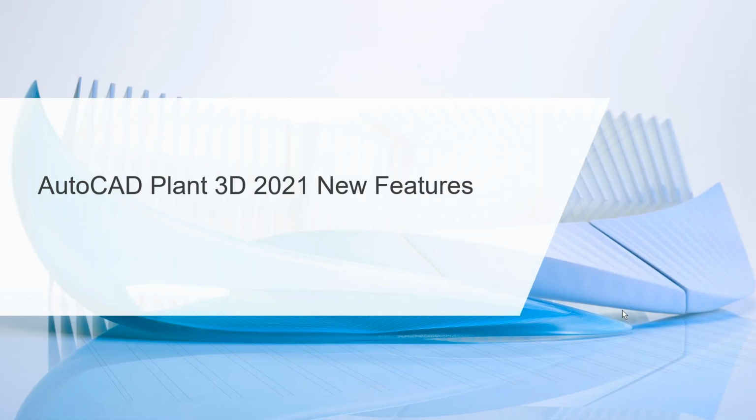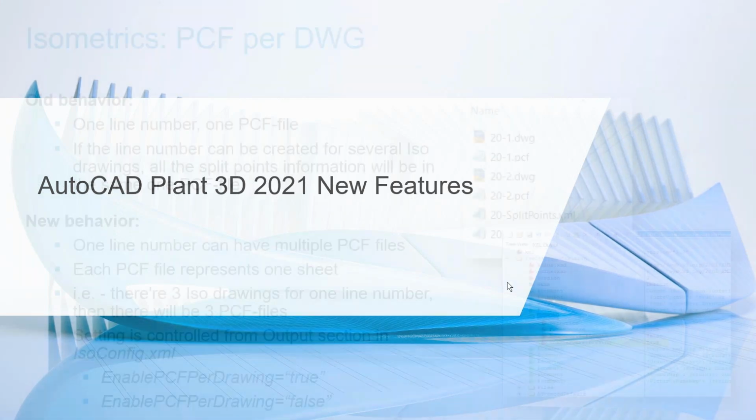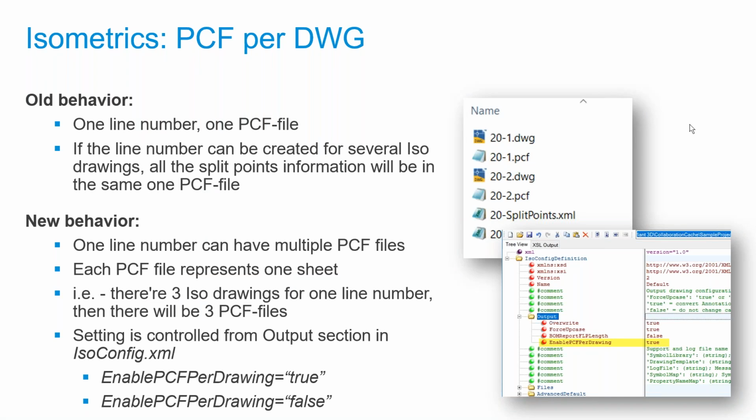So going into now that AutoCAD Plant 3D 2021 is released, we want to talk about some of the new features here. So the first thing that's come out is the PCF per drawing. So the old behavior in the past, you always had, you generated an ISO for one line number, you get one PCF file, and all the information for that line's in that PCF.